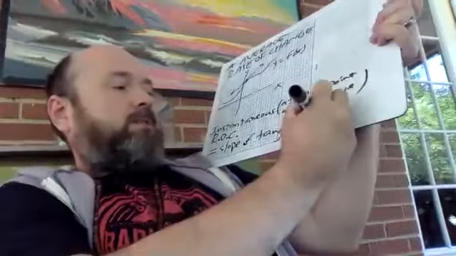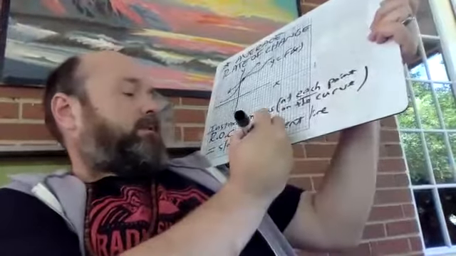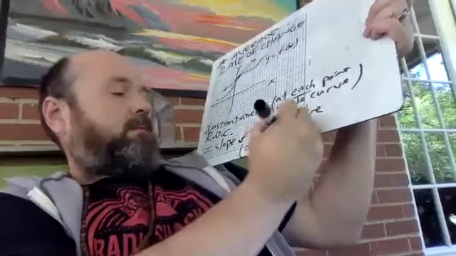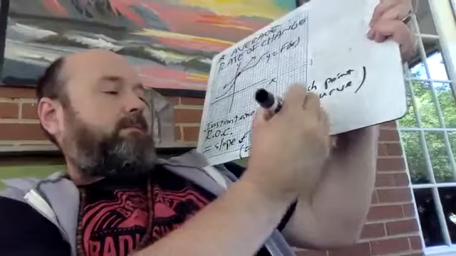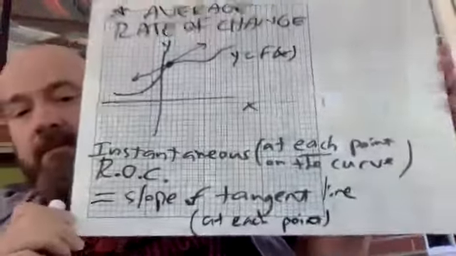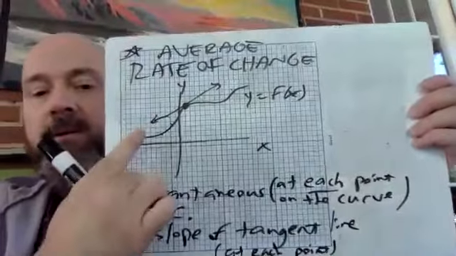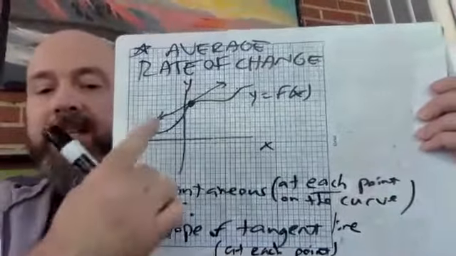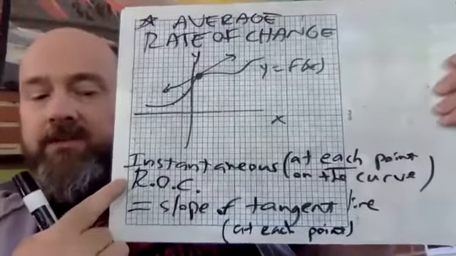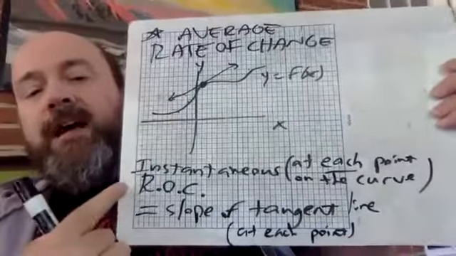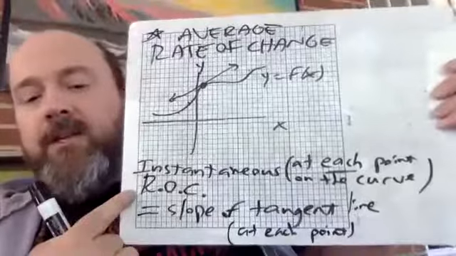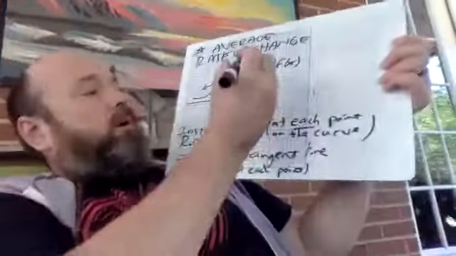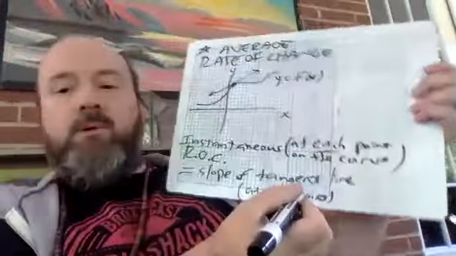And so the slope of the tangent line at that point, that slope is exactly equal to the instantaneous rate of change of the function. The question is, how do you find that slope, right? How do you find that slope? Because you only know one point. You only know that one point.